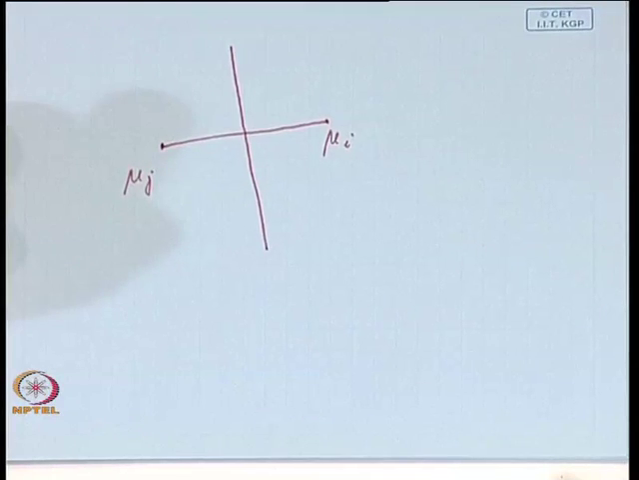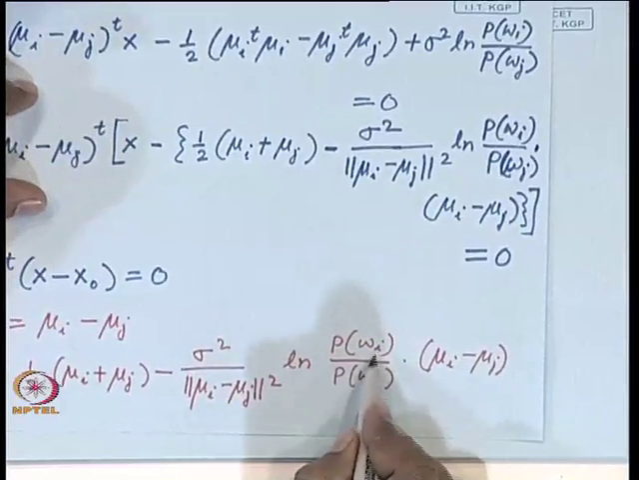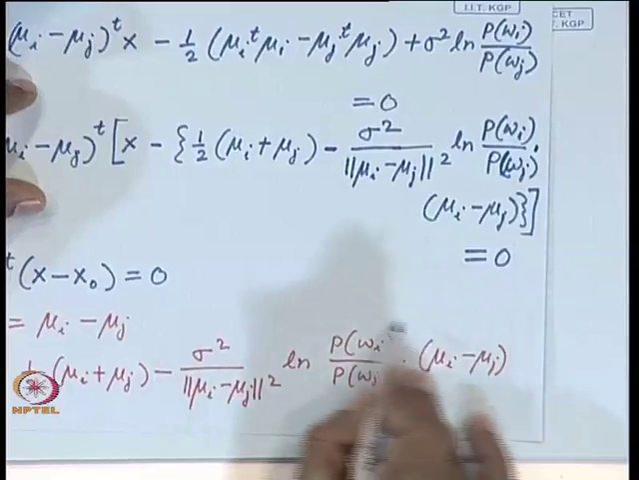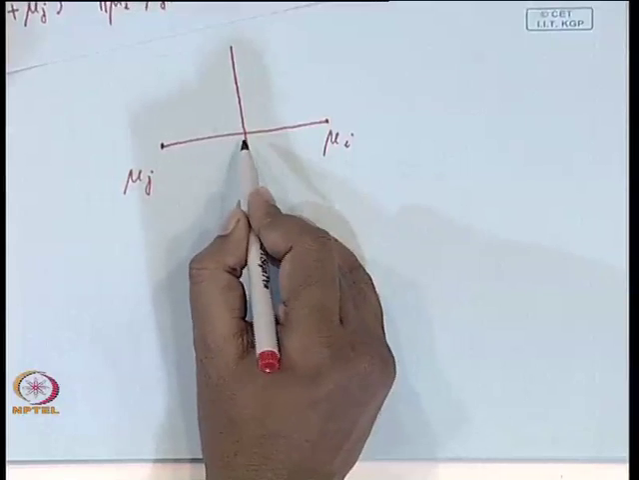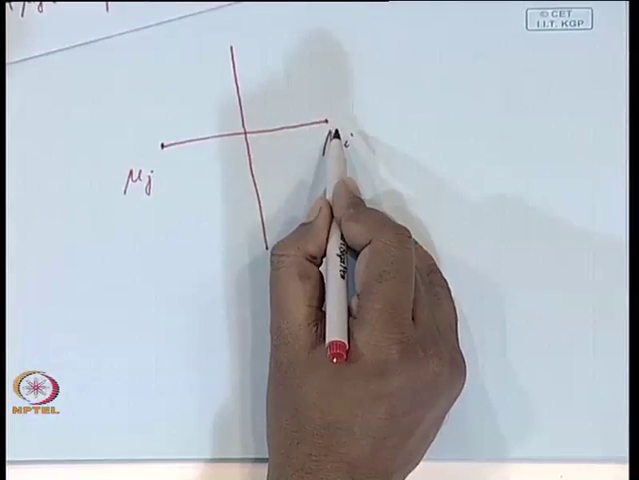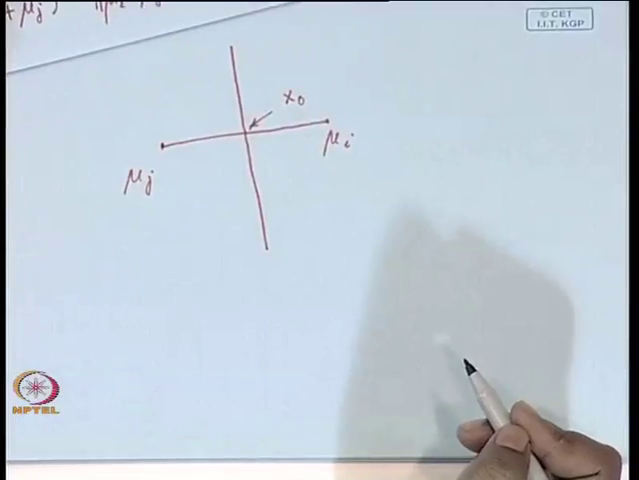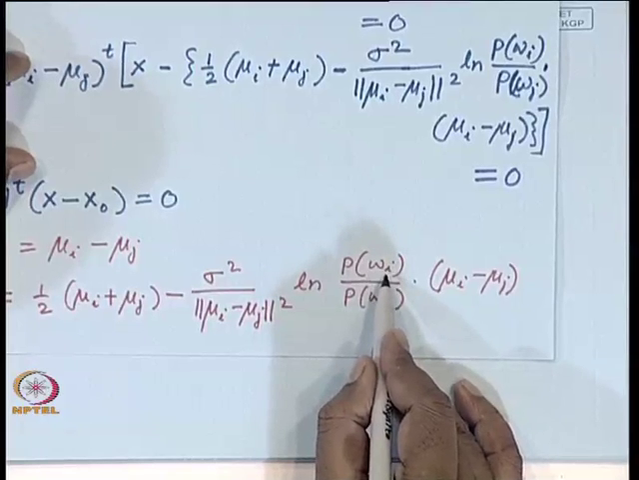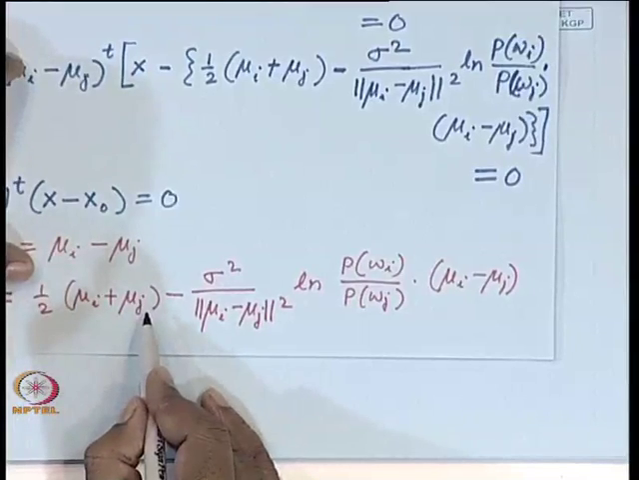Okay. And if this term is equal to 0, that is when the a priori probabilities p omega i is equal to p omega j, then this term is equal to 0. This orthogonal plane passes through point x naught, which is on the line joining mu i and mu j. Okay. So, this is point x naught. If this term is 0, in case the a priori probabilities p omega i is same as p omega j, then x naught becomes half of mu i plus mu j.